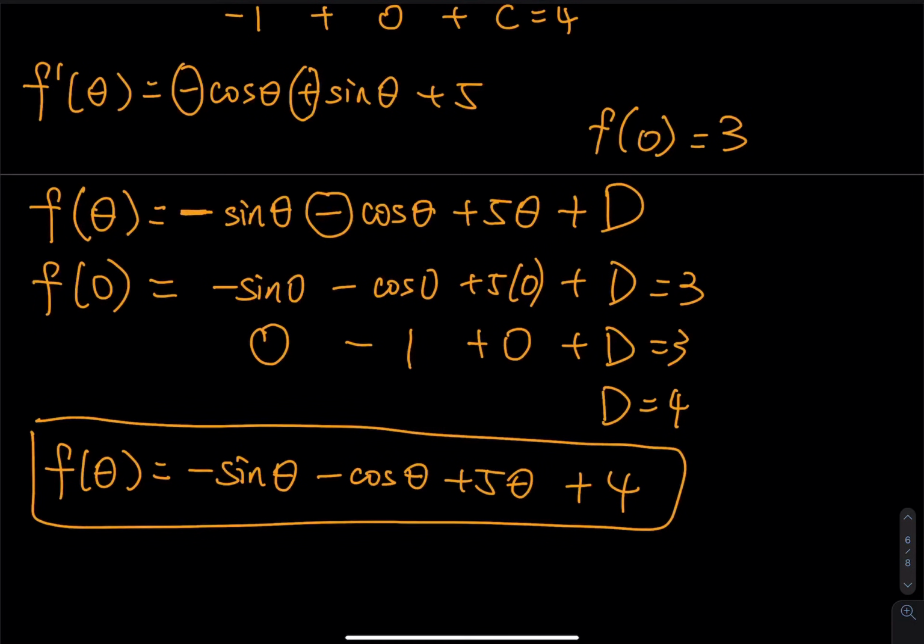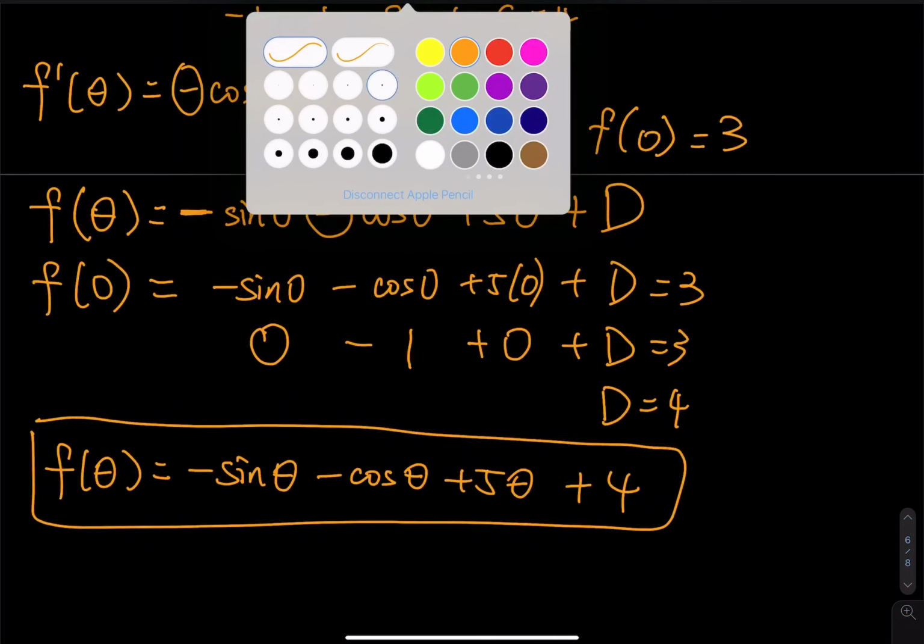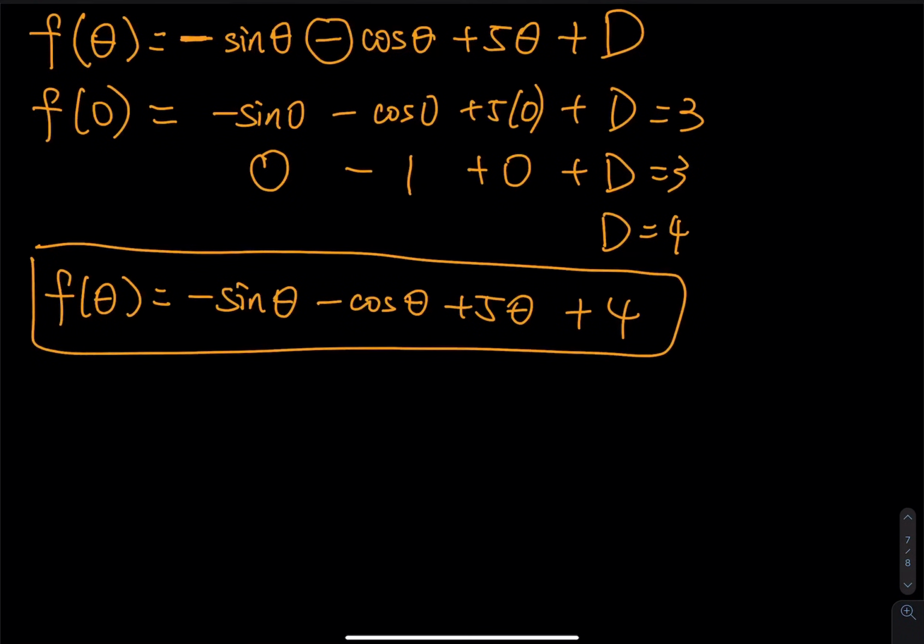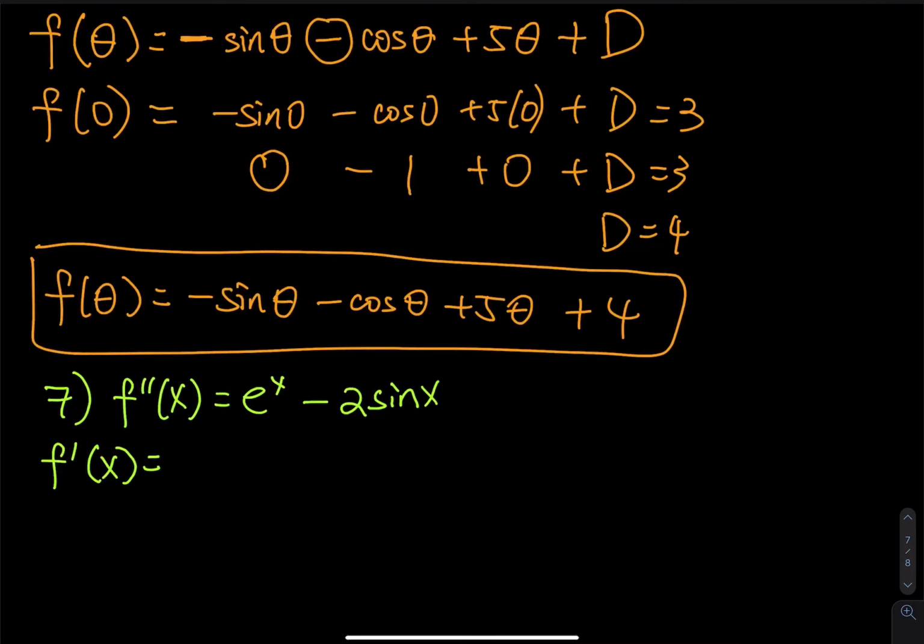Last one. Number 7. We have f double prime of x equals e to the x minus 2 times sine of x. Okay, so f prime of x. I have an initial condition, right? F prime of pi over 2 is equal to 0. So the antiderivative of e to the x is e to the x, and then this is a 2 cosine x plus c.